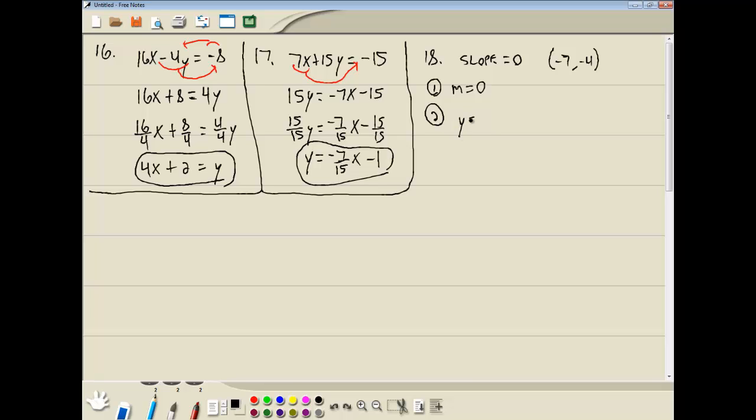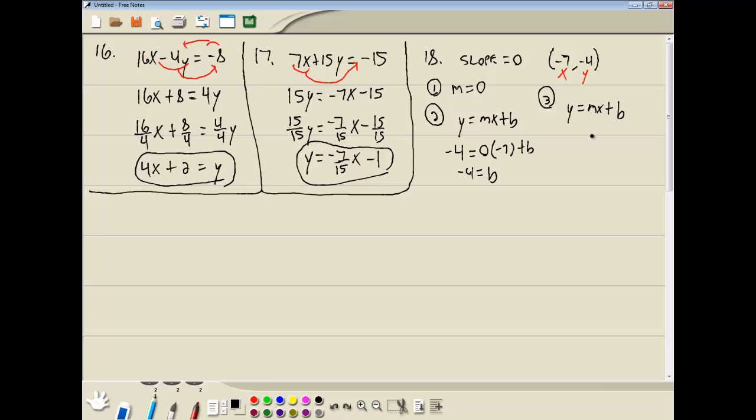Step 2. Plug in a given point for x and y. They're giving us a point, so they're giving us the x and they're giving us the y. So put -4 in for the y. M is 0 times x, which is -7, plus b. Well, 0 times -7 drops away, so we got b is equal to -4.